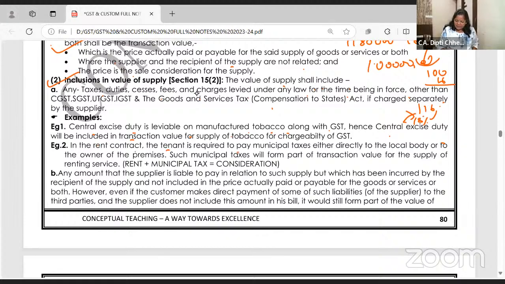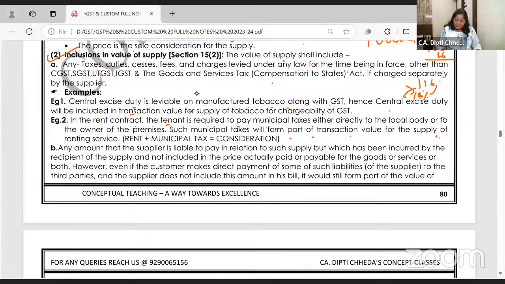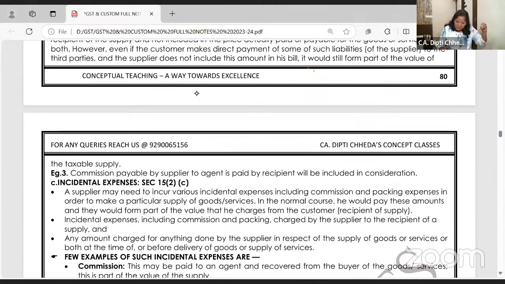In a rent contract, the tenant is required to pay municipal taxes. Such municipal tax will form part of the value of supply. Next, any amount that the supplier is liable to pay, but which has been incurred by the recipient and not included in the price. Even if the customer makes the direct payment and the supplier does not include this amount, it would still form part of the value. For example, commission payable by the supplier to an agent, that is paid by the recipient. I'll give you a better example for this.